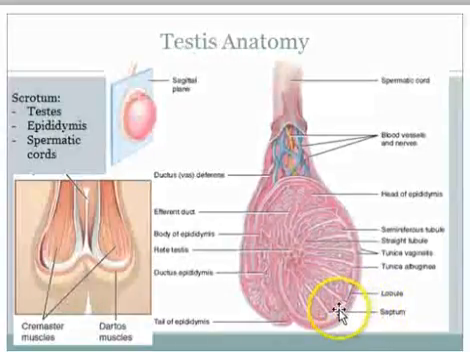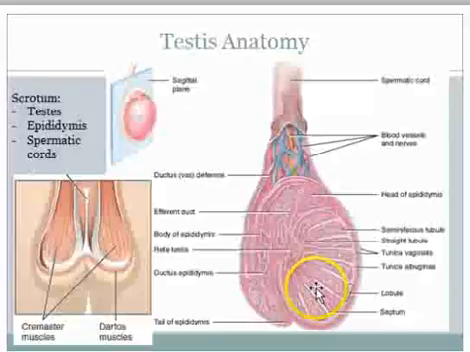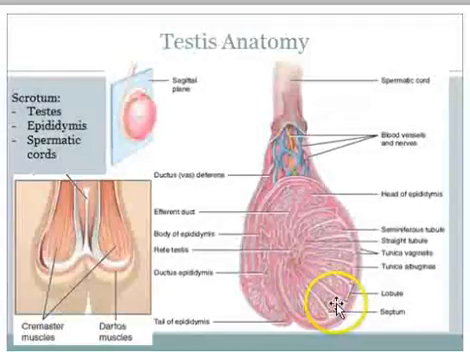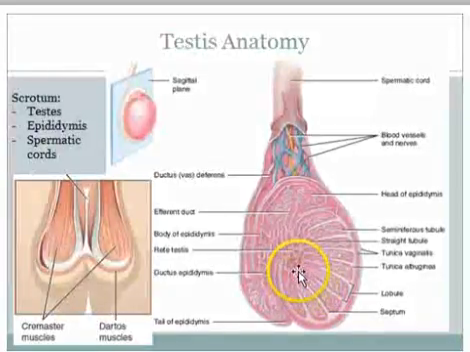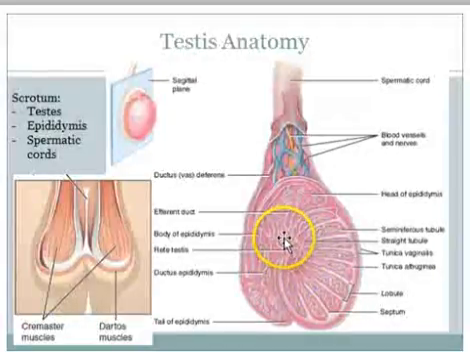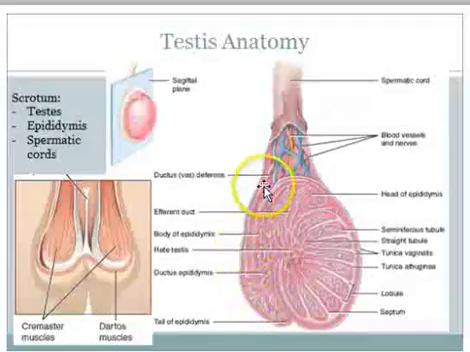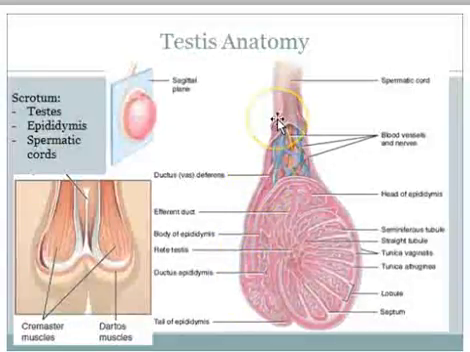So sperm are created within these lobules, and to be more specific, it's within these seminiferous tubules. We'll see a cross-section of these seminiferous tubules on the next slide. But sperm are created towards the outside, and then they work their way to the inside. So seminiferous tubules lead to straight tubules, and then that leads to the rete testis, where it's sent over to the epididymis, and then they come all the way down and join into the vas deferens. So here's our vas deferens, and then it goes up the spermatic cord.